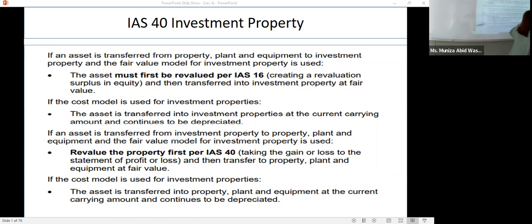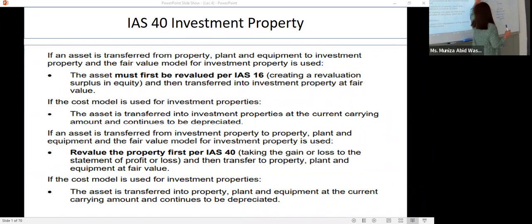If we are shifting during a year from IAS 16 to IAS 40 and under IAS 40 the fair value model is being used, then at first we have to recognize any revaluation gain under IAS 16, because under IAS 16 revaluation gain is recognized in the statement of other comprehensive income. So at the time of shifting, if there is any revaluation gain, it will be transferred to the statement of other comprehensive income, and together with that, it will be reported to the revaluation surplus in our statement of changes in equity and SOFP. Secondly, we have to transfer the asset to our investment properties at its current fair value, and no depreciation will be taken.